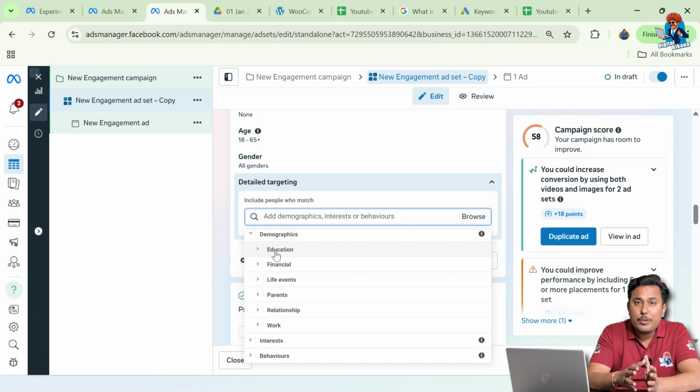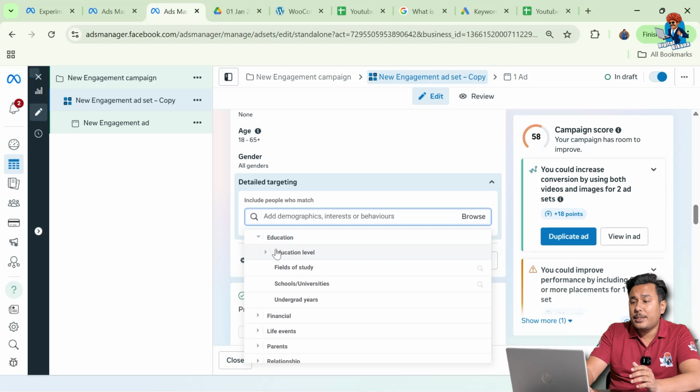If you want to use demographic based targeting, then only you need to put filters related to demographic based targeting. Else it is not mandatory to select demographic based targeting. You can also do interest based targeting, you can also do behavior based targeting, whatever you want. So first of all, let's explore the education level.